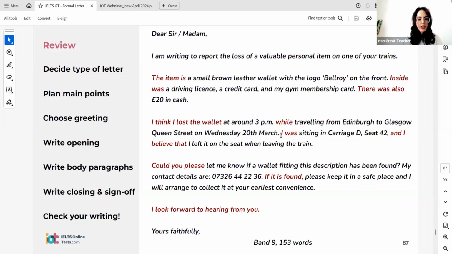So make sure that you plan your letter, 3-4 minutes. You write 4 body paragraphs, purpose, 1 body paragraph for each bullet point. Choose the right greeting, choose the right closing and sign-off, and definitely sign your name. At the end, dedicate 1 or 2 minutes to check your writing.